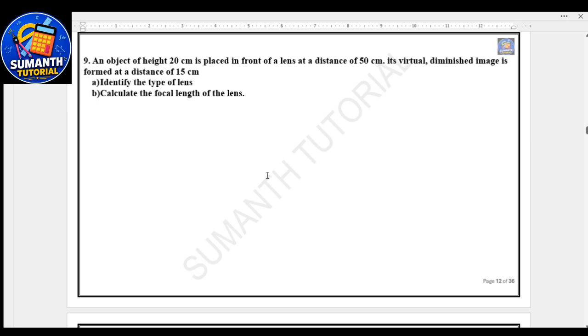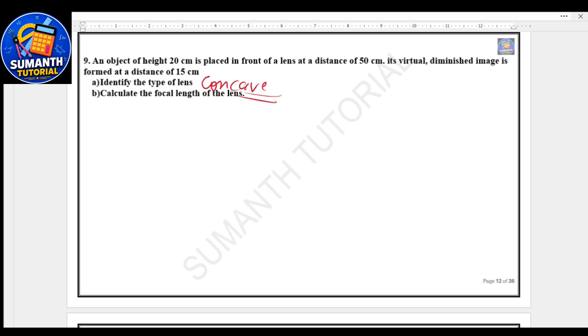Now see here. First thing I will say, the image formed is virtual and diminished. That is possible only when the lens used is concave. Virtual diminished image is possible only with the concave lens. In a convex lens, if a virtual image is formed, that should always be magnified. If we are getting a virtual and diminished image, then obviously that's the concave lens.